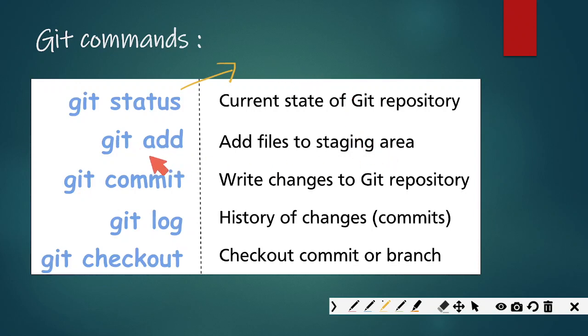This particular command git add adds a file to the staging area. We have already used the command git add dot. So whatever changes we have made in the working directory will be moved to the staging area. And this particular command, git commit, finally commits the changes to the Git repository, as it says in the sentence.